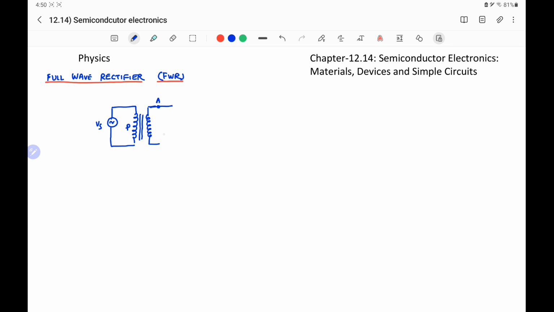Across the terminal A and terminal B, we use two diodes. First diode is say D1 and another is D2. The common terminal is say point C, and from the center tap to the common terminal C, a load resistor is connected across which we take the output voltage.